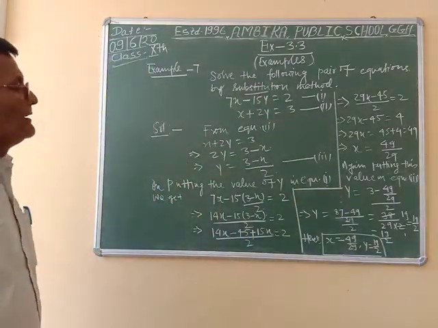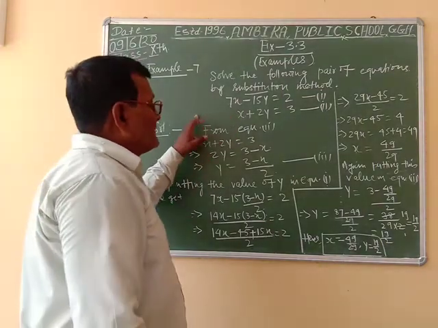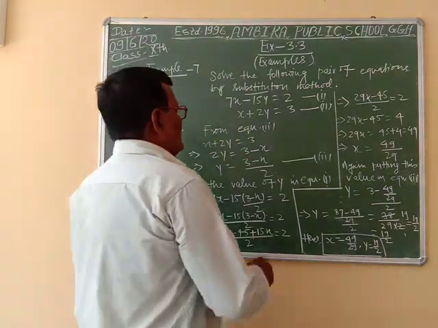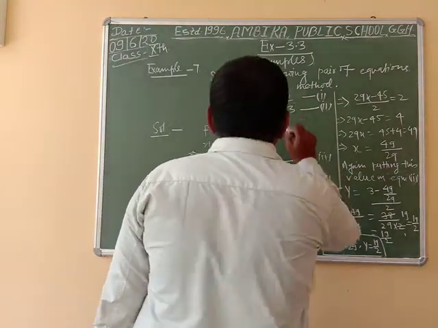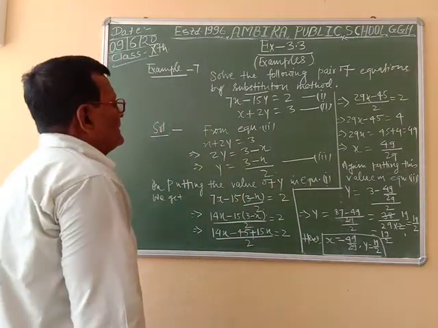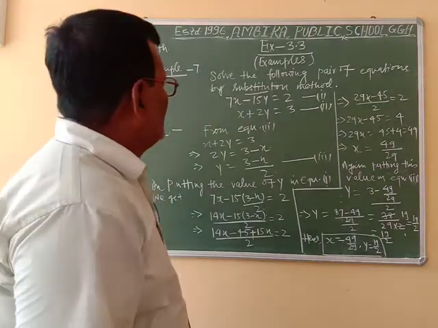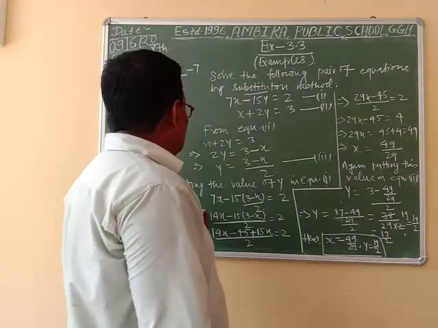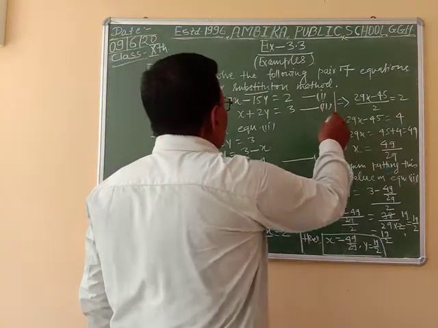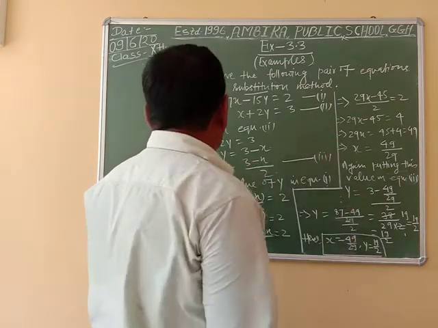Pratisthapan vidhi. Here we have two linear equations, 7x minus 15y equals 2 and x plus 2y equals 3, and we have to find the value of x. By substitution method, we express y in terms of x from one of these two equations.